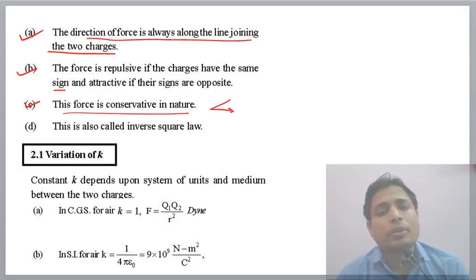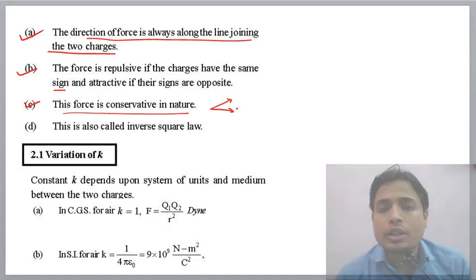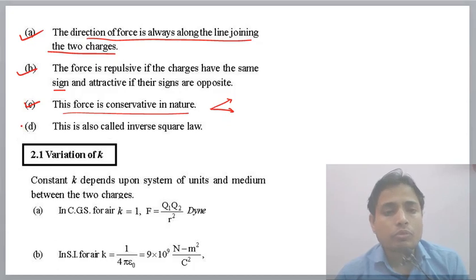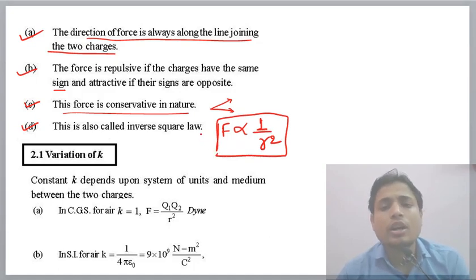Conservative in nature means if the work done by the force doesn't depend upon the path followed, then it is called a conservative force. Now this is also called the inverse square law. You know that F is inversely proportional to the square of distance. This is called the inverse square law. So you can say the Coulombian force is also following the inverse square law.